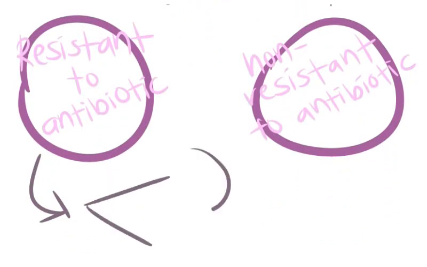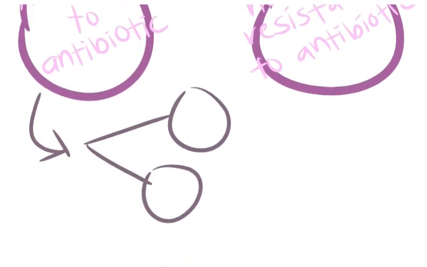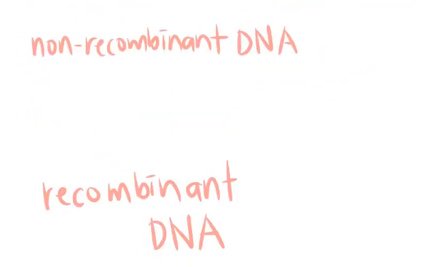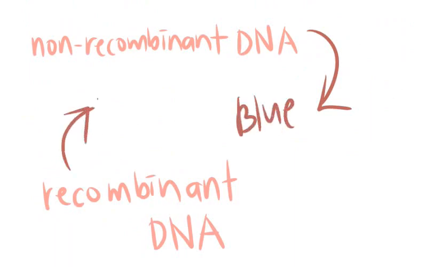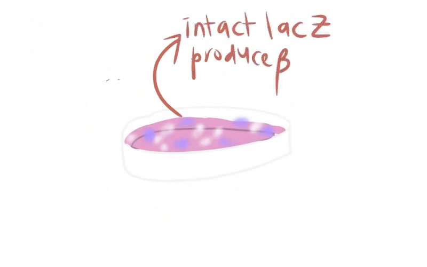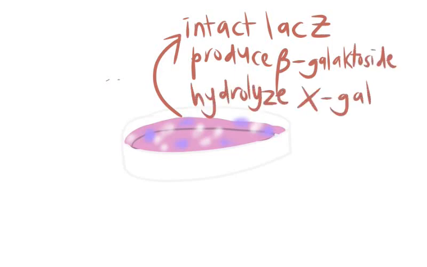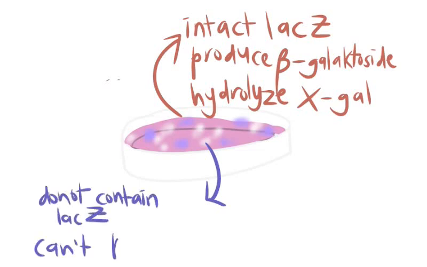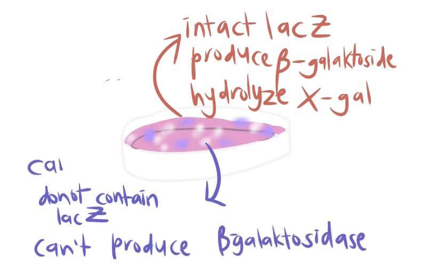There are also two possibilities. Colonies without recombinant plasmid will be blue. Meanwhile, colonies with recombinant plasmid will be white. The plasmid that is blue has an intact lacZ, so it can produce beta-galactosidase and hydrolyze X-gal. The colonies with recombinant DNA plasmid do not contain an intact lacZ. They cannot produce beta-galactosidase and cannot hydrolyze X-gal.